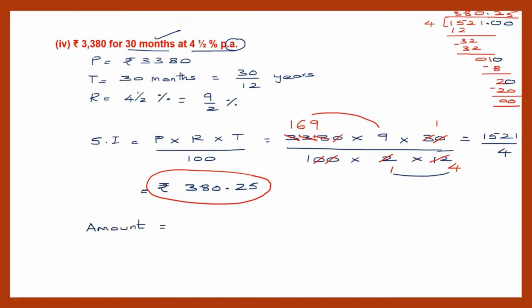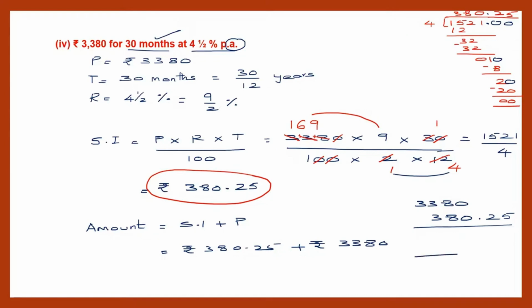To find the amount, what do we do? We say simple interest plus principal. So as you can see, now we are adding up two decimal numbers. Now let's put a point here and make them like decimals so that our addition becomes easier.